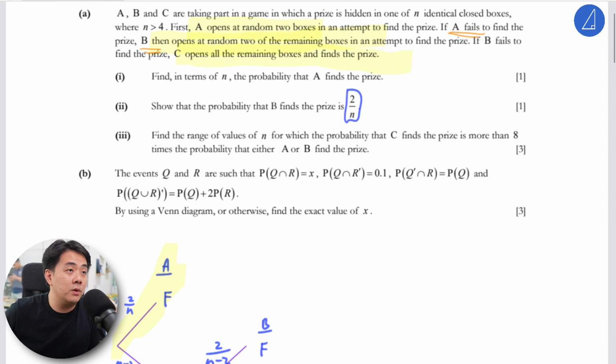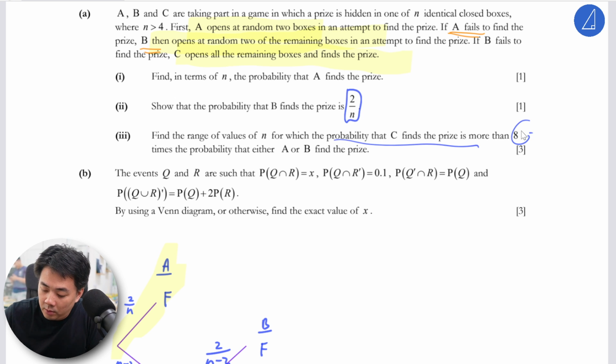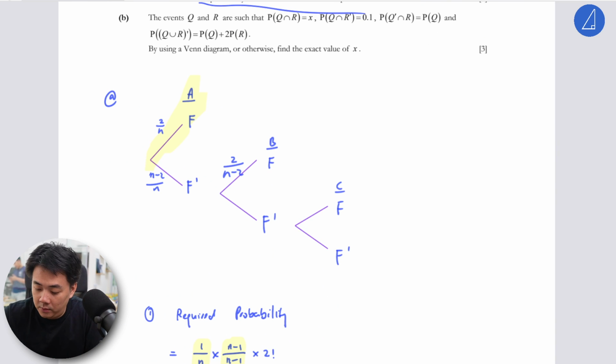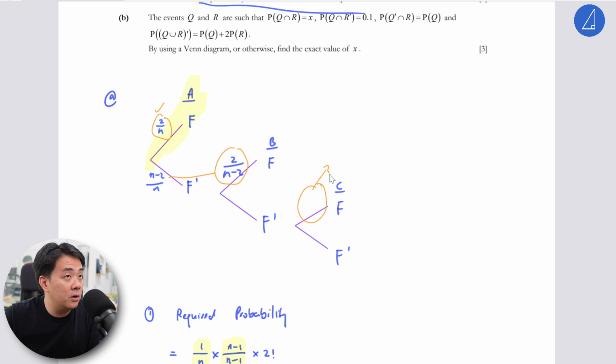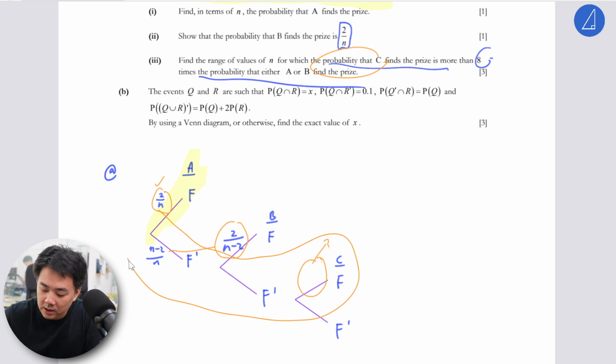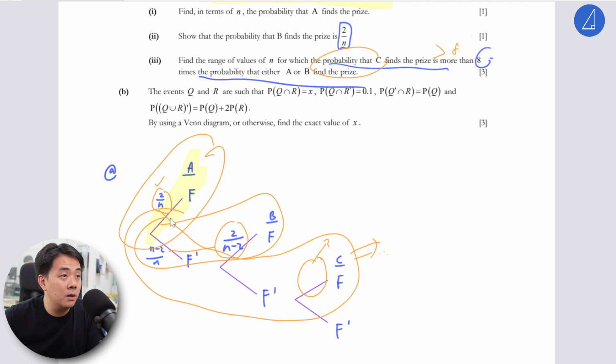I think for part 3, you want to find the range of values for n for which the probability of C finding the prize is more than 8 times the probability of A or B finding the prize. Okay. What you need to do is do the same thing, because the first part they ask you to find this guy, the second part they ask you to find this guy. So you should find this probability first, because you want to find the probability of C, which is this entire thing here. You find this entire probability here is more than 8 times the probability of these 2 branches together. That's all they ask you to find. Yeah, so you find this guy.